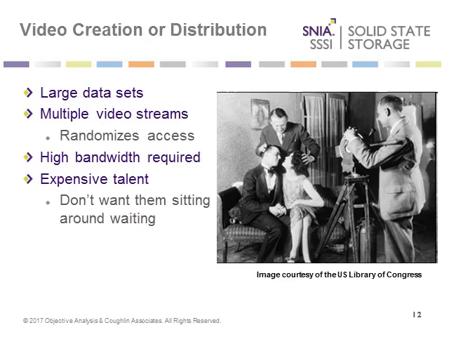Let's go to the next slide. Another application that we looked at, and one that I've particularly been doing a lot of work on, is video creation and distribution. These involve large data sets, increasing in size as we end up with higher resolution, higher frame rates, higher dynamic range, and more cameras being used on projects. So we can have multiple video streams. Randomized access is possible, though some of this is sequential, at least for individual streams. A high bandwidth is required, and again, oftentimes for professional video, it's expensive talent, and you don't want them to sit around waiting. So there's some need for performance in these applications.